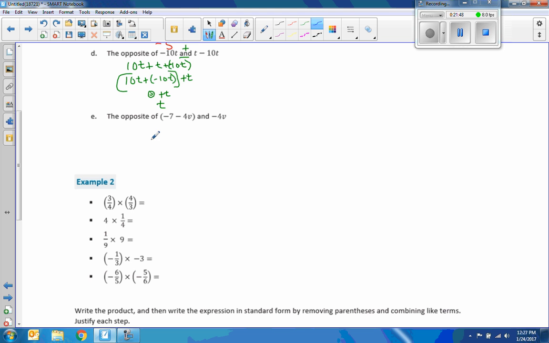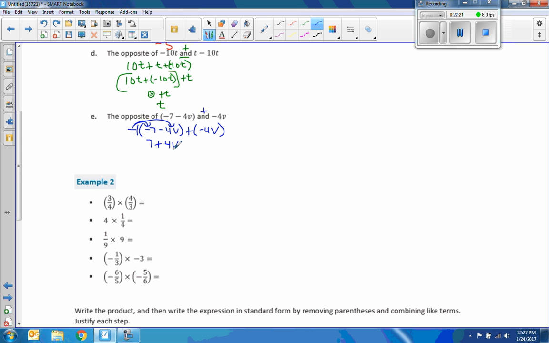E. The opposite of negative 7 minus 4v. So to say the opposite of that, I'd put a minus sign out in front. Negative 7 minus 4v and negative 4. Okay? So I can change this to a minus 1, and I distribute. A negative times a negative is positive. 1 times 7 is 7. A negative times a negative is positive. 1 times 4v is 4v.